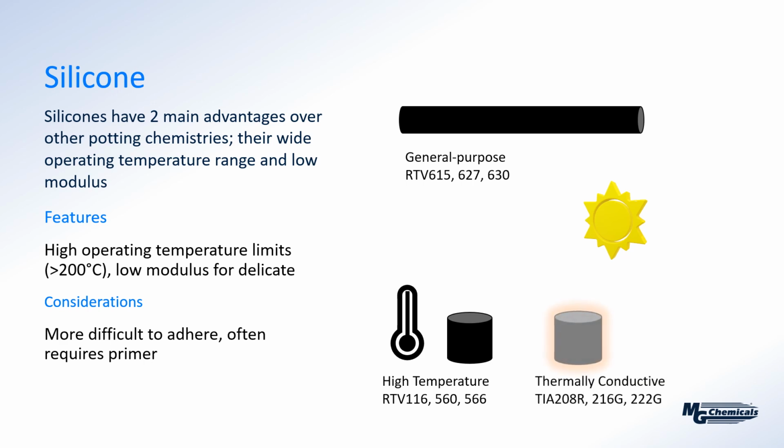And then finally, thermally conductive materials. These are materials that are able to dissipate heat. So if you have something that generates a lot of heat, these may be a more ideal material for you. The TIA 208R, 216G, or 222G. And again, I'm going to, in the future, do a webinar that focuses more on the specific products. So I know I'm going a bit fast here, but we're going to do a deeper dive into these chemistries in a subsequent webinar.